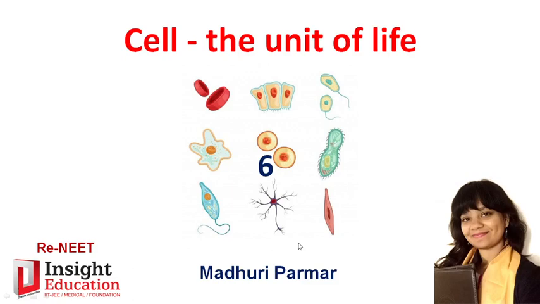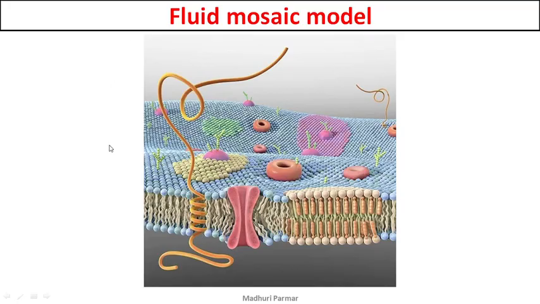Hi everyone, this is the 6th lecture for your chapter Cell. In the last class, we started with the cell membrane and we discussed the different models explaining how the cell membrane is formed, and what its components are, what the proteins are, how the phospholipids are arranged. All of that we understood through this final and most accepted model, which is the fluid mosaic model.